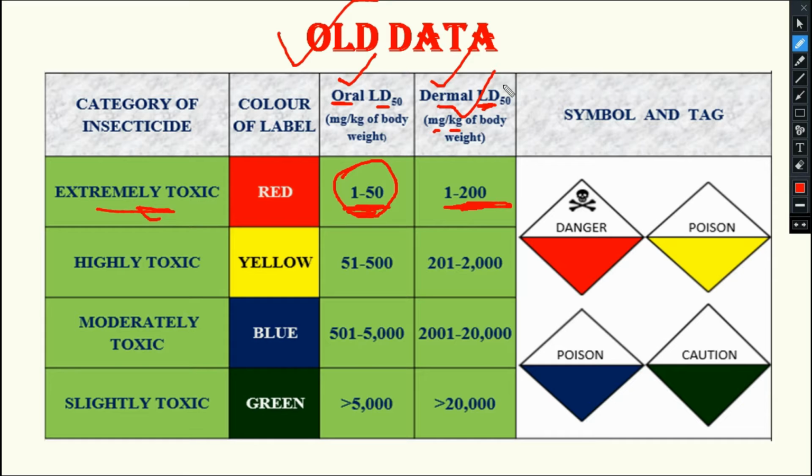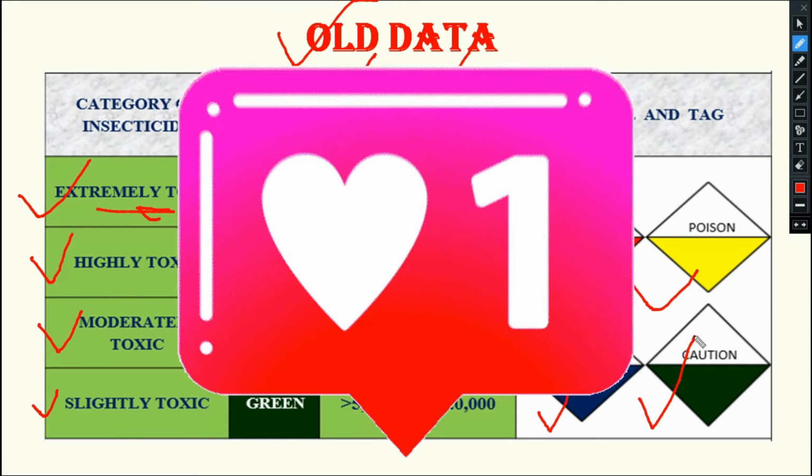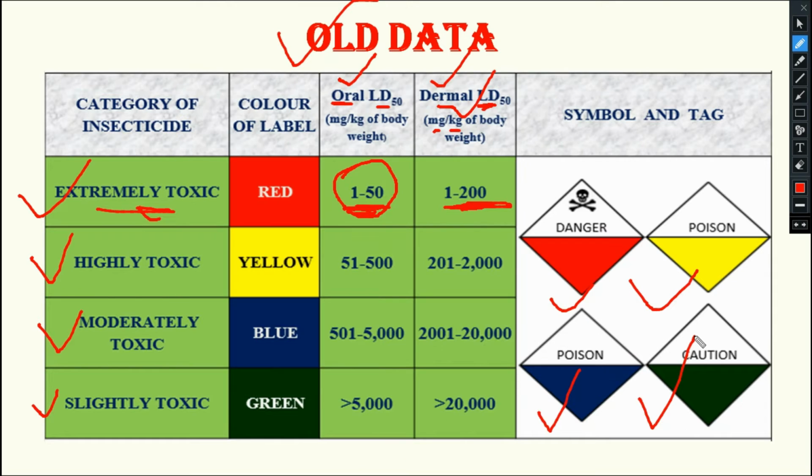So first, you see 4 categories are there. What are those? Extremely toxic, highly toxic, moderately toxic and slightly toxic. Now suppose you have some insecticides. This is older data no doubt, but still, suppose such kinds of marks are placed over those insecticides. So how to know which level of toxicity is inside that container, that insecticide formulation?